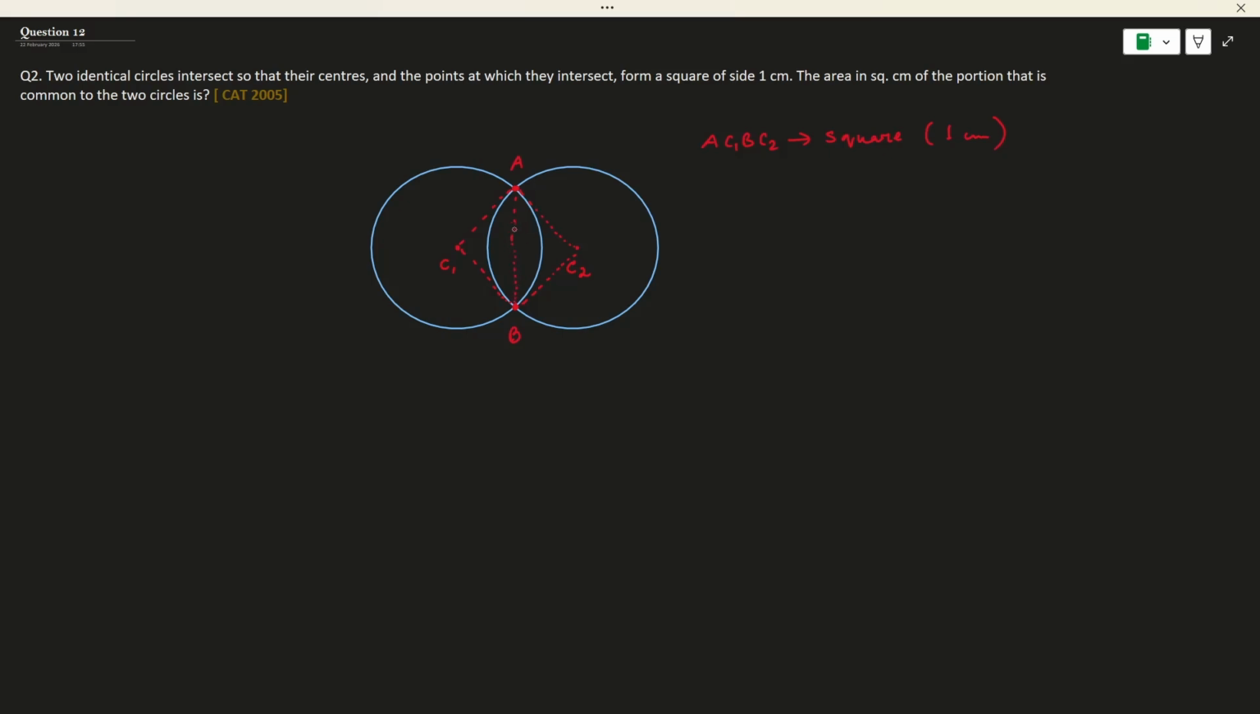Now AB is basically the diagonal, right? So it will divide the square into two congruent triangles, right? Now if I find this area, and then if I multiply by 2, I will get the required answer. Correct?